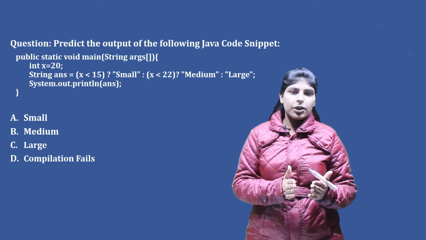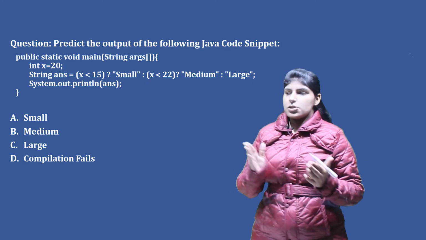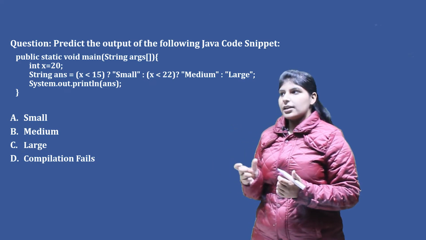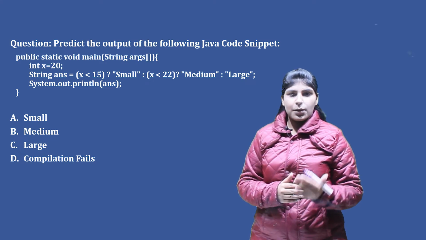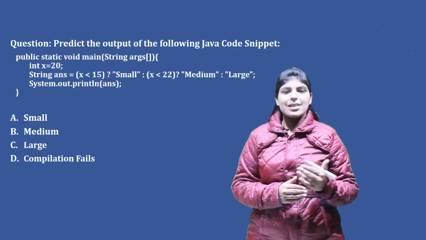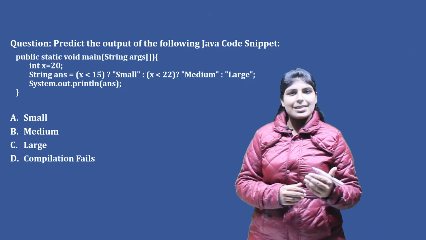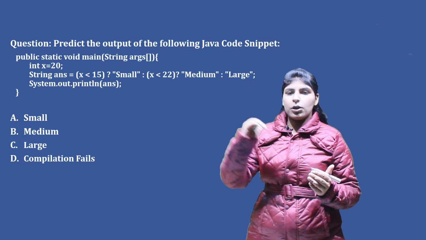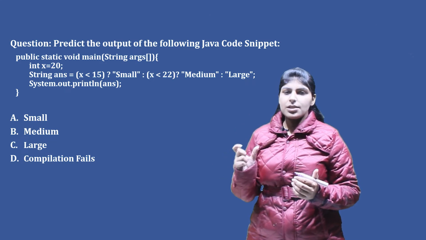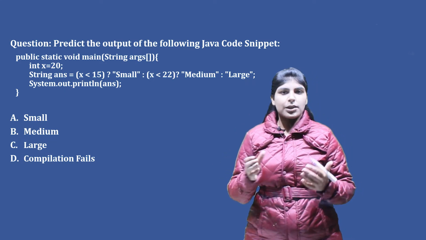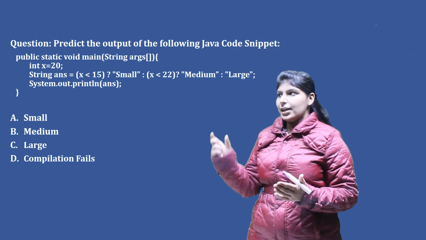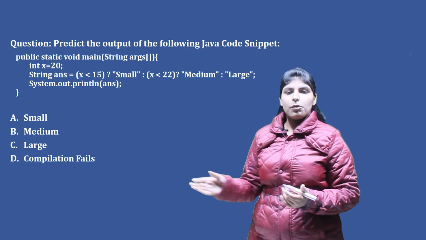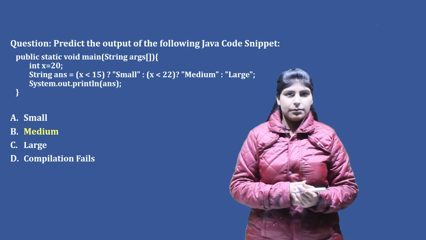That means I have a ternary operator inside another ternary operator. So now in the second expression, again I have a ternary operator. So what is the condition for that? The condition now is x less than 22. So again I'll first check the condition. x is 20, so 20 less than 22. Now the condition is true. So inside the second expression, I'll move on to the first expression because the condition is true here. So what's the first expression? It is medium. So in the left hand side, I'll assign this string to answer. So the answer will be medium. So what will be the output of this question? It will be medium.